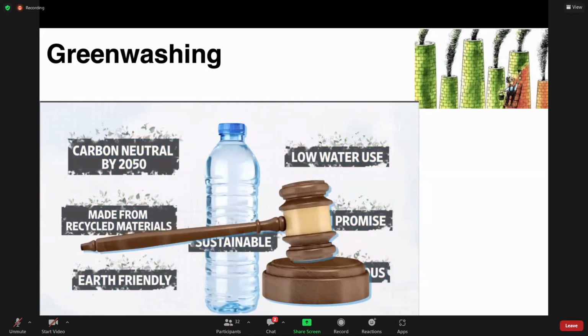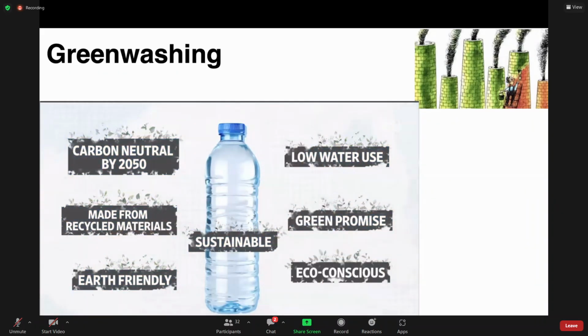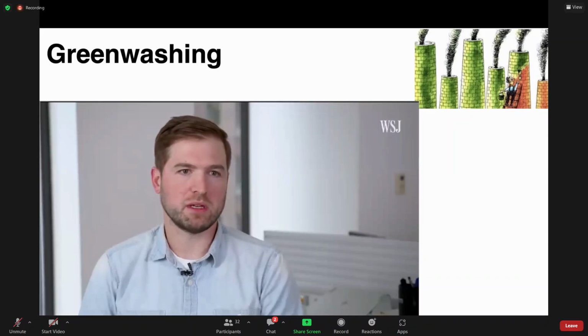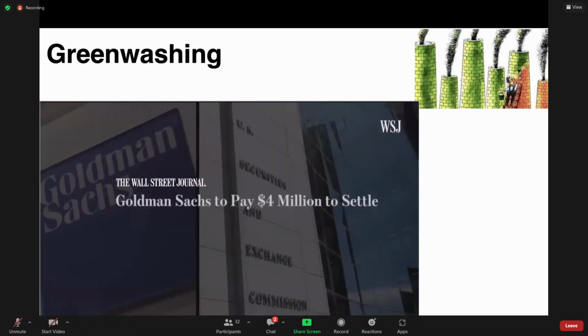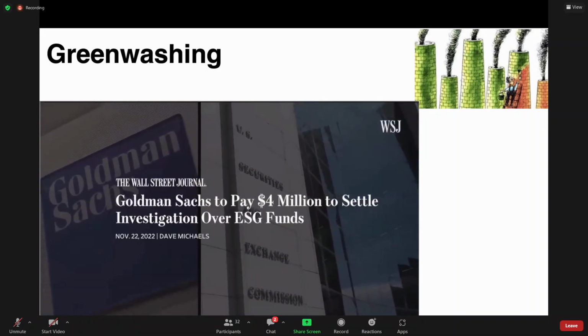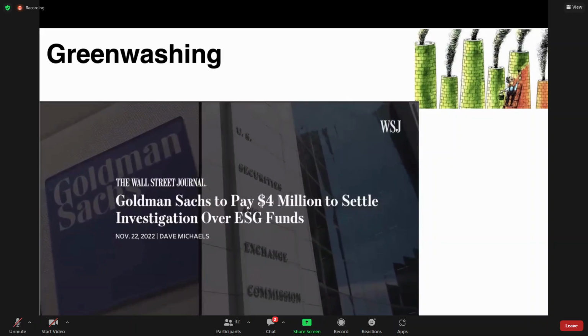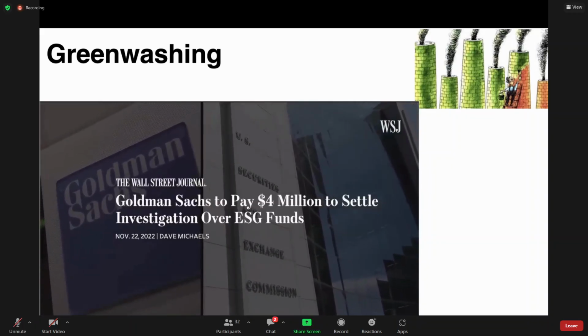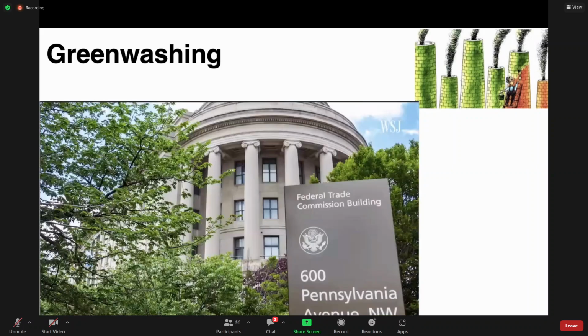So who is policing greenwashing companies? When a company does engage in greenwashing, the negative outcomes for them are quite limited. In the worst case, it might be a fine at this point. In 2022, Goldman Sachs' asset management arm paid millions after violating SEC compliance rules with ESG fund marketing. Goldman neither admitted nor denied the SEC's allegations.